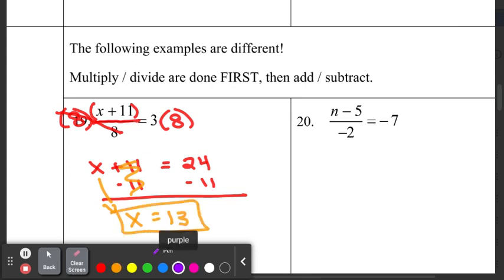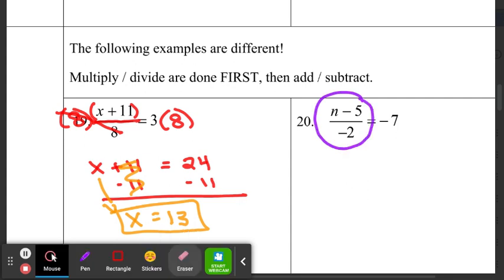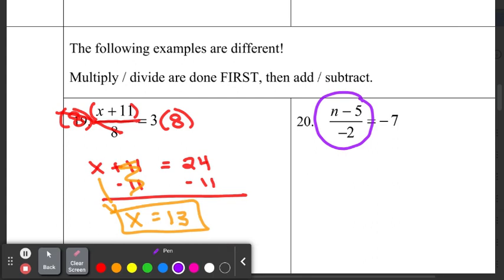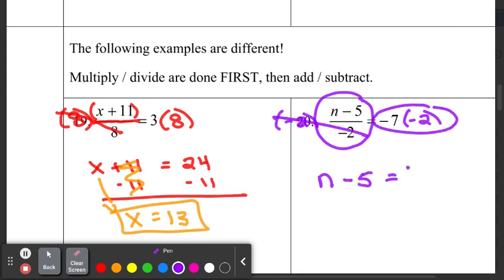So for number 20, we have the same thing. That whole side of the equals is part of a fraction. Well, that's a bummer. So let's get rid of that fraction. Let's multiply this side by negative 2 because that's what's in the bottom. So we're going to multiply this side by negative 2. Bring down what you have left. N minus 5, and negative 7 times negative 2 is a positive 14.